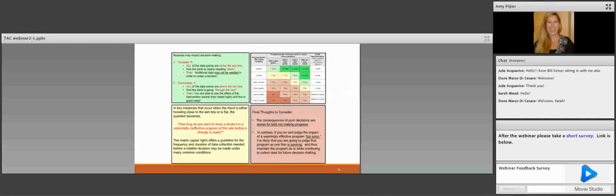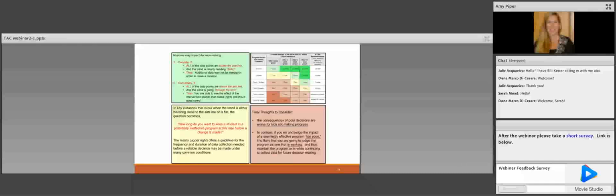So here's some nuances that may impact decision making. So you want to look at the decision. All right, are all the data points below the aim line? We're trying to make this goal and they're all below it. Or if the trend is clearly heading down in the wrong direction, you may need additional data. You also probably need to think about changing your intervention.